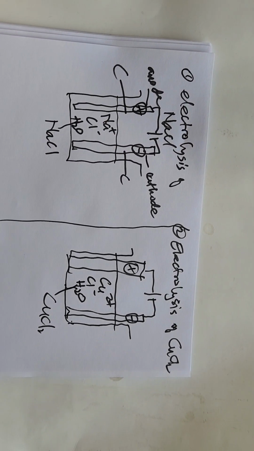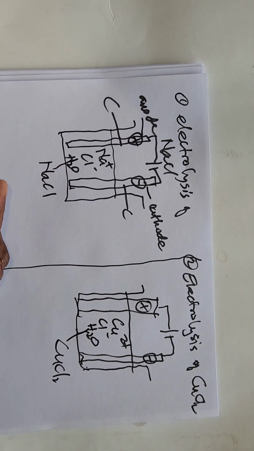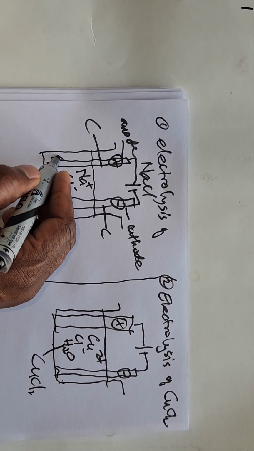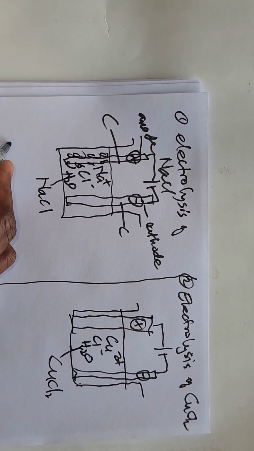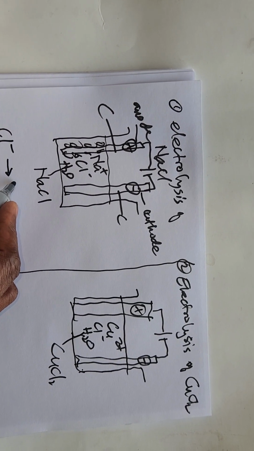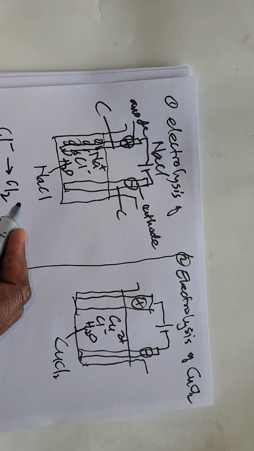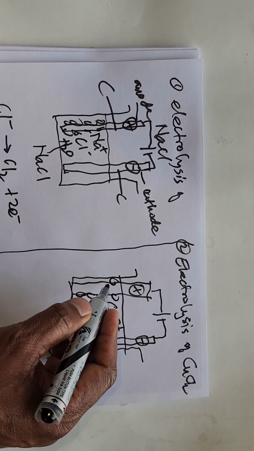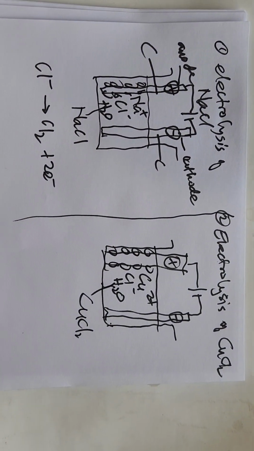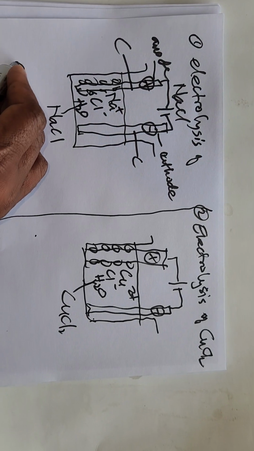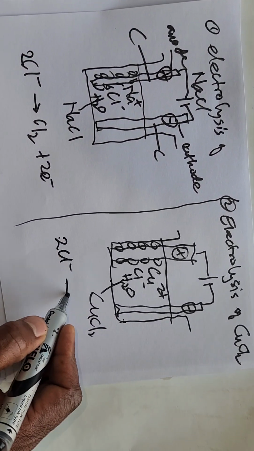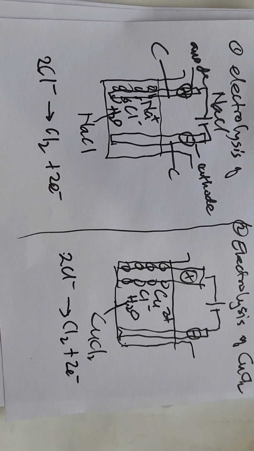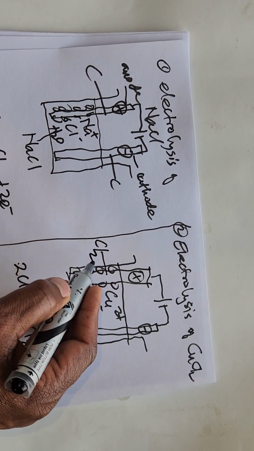Now, as the cell is in operation, we'll find that the negative ions will be attracted to the positive electrode. As a result, bubbles will be formed there, and those negative ions will be oxidized at the anode to form chlorine gas plus 2 electrons. Same thing with the copper: the negative ions will be attracted here at the anode, because it's the only species that can undergo oxidation. Therefore, 2 chloride ions will be oxidized to form chlorine gas. In simple terms, in both cells, chlorine is formed at the anode. That's what you should know. Chlorine gas is formed at the anode.